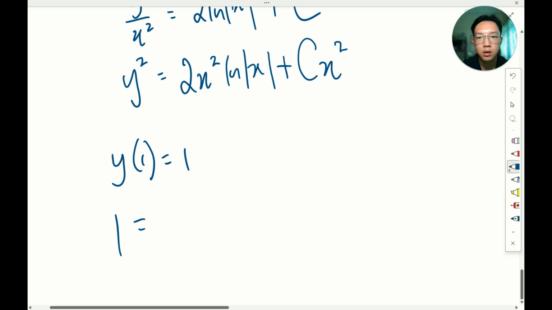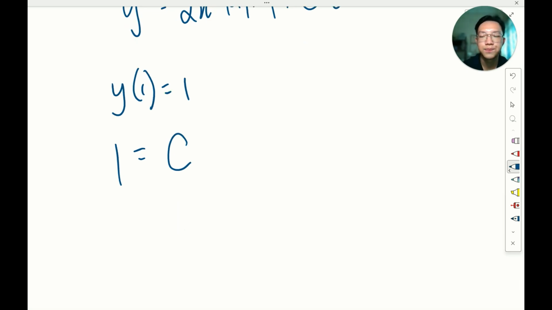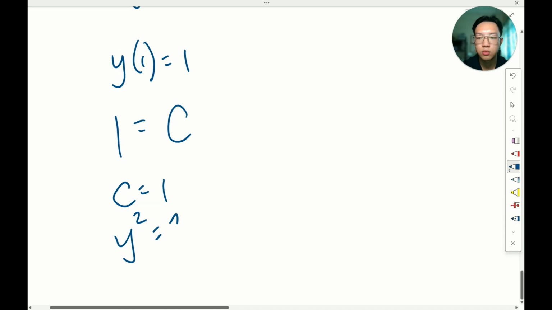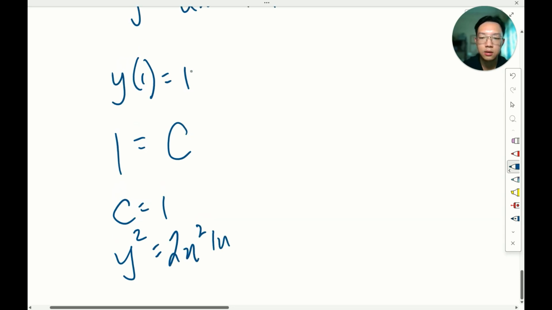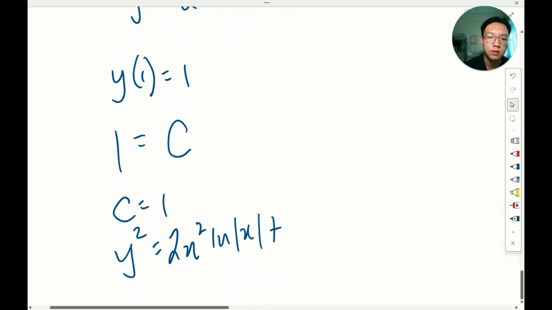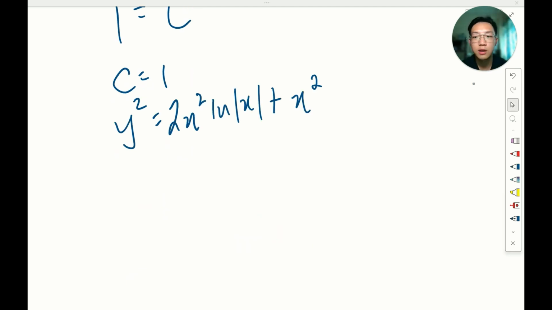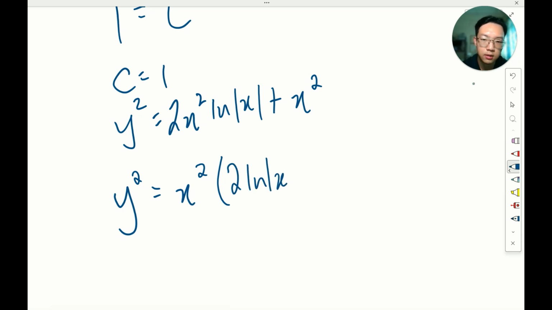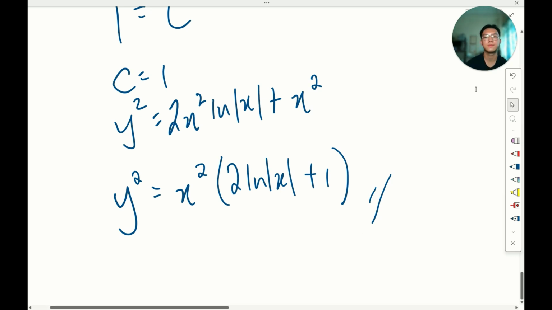equals ln 1 equals 0, so the whole term's gone, and then we have c. So c equals 1. Substitute that back, y squared equals 2x squared ln x plus x squared. And you can factorize out the x squared on the right hand side to give you x squared times 2 ln mod x plus 1. And that is the final answer.